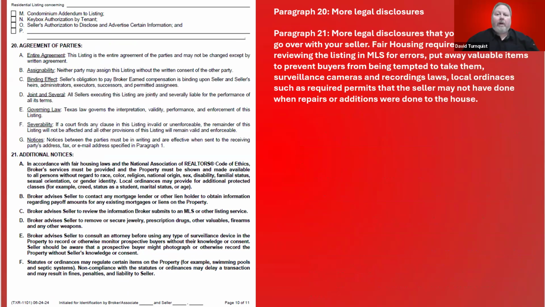All right, paragraph 20 is just more legal disclosures. You can read through that. Paragraph 21, more legal disclosures, but these are big ones that you really need to be aware of and tell the seller, because I've had sellers want me to violate 21A, fair housing. I have had sellers who literally told me, I don't want you to show my house to any of those people, and you can fill in the blank. Well, that was the end of the listing appointment. I'm not going to break the law for anybody. Plus, that's just stupid.